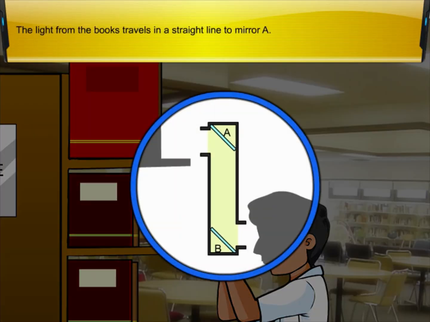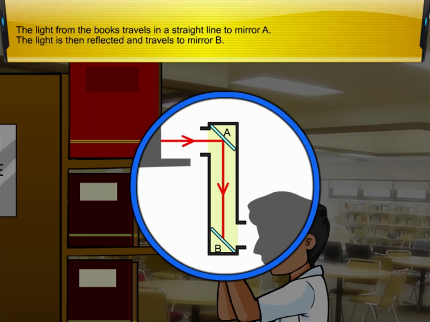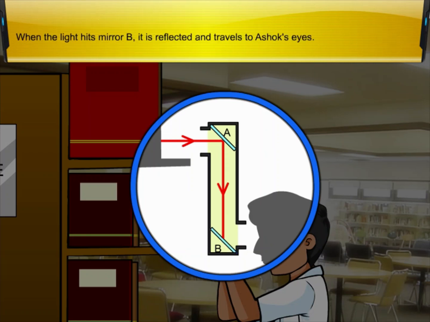The light from the books travels in a straight line to mirror A. The light is then reflected and travels to mirror B. When the light hits mirror B, it is reflected and travels to Ashok's eyes.